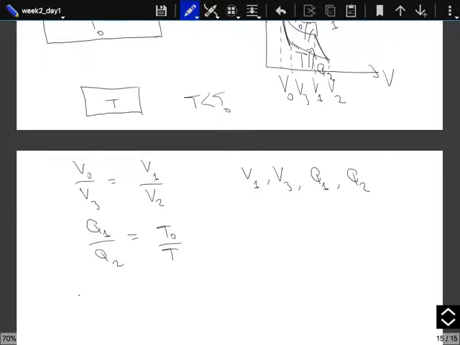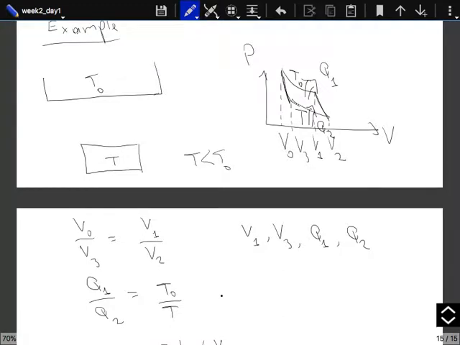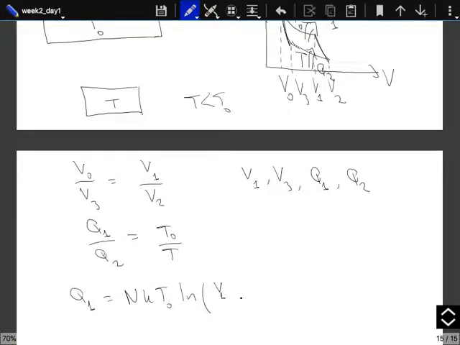Now Q1, we had already calculated, is nkT0 logarithm of V1 over V0. Now Q1 is the heat given as it goes from V0 to V1, so it is V1 over V0. This is also what we know.